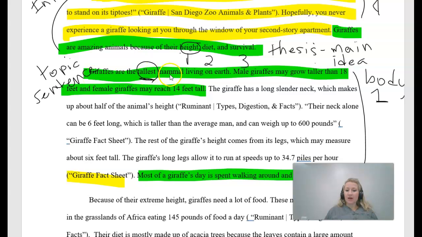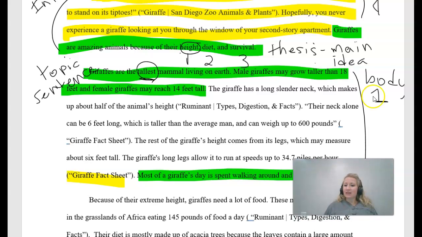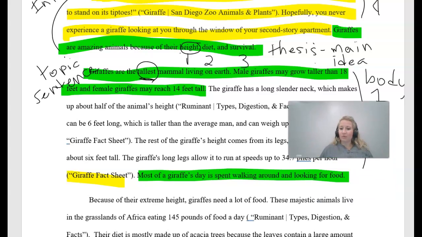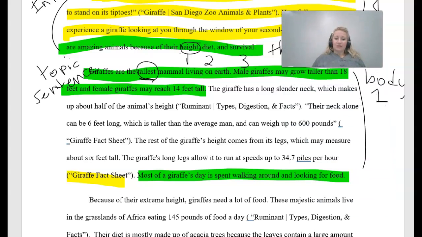Giraffes are the tallest mammal living on Earth. We can see that I have height here, and I talk about it being tall. These two connect to one another. So you can see that the thesis really is that main idea that guides the whole paper. This last sentence is called our end sentence.